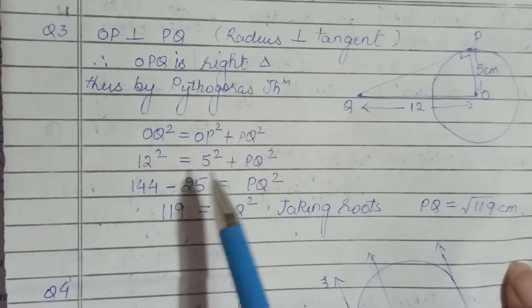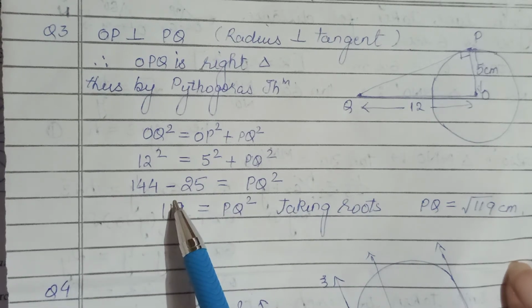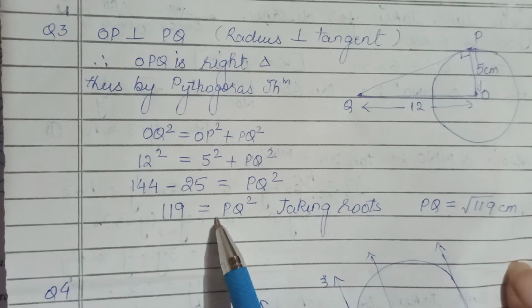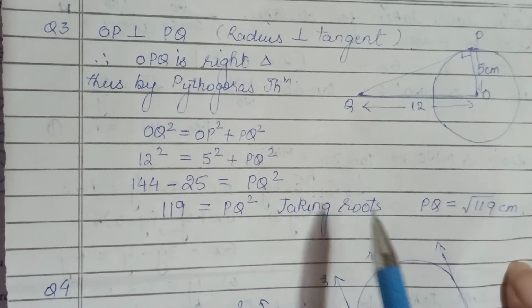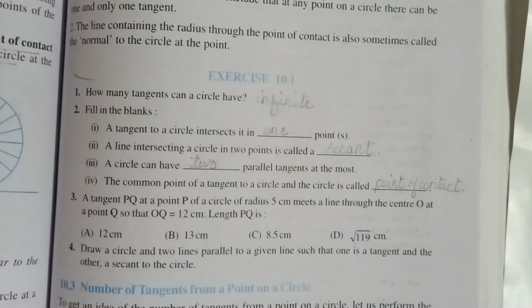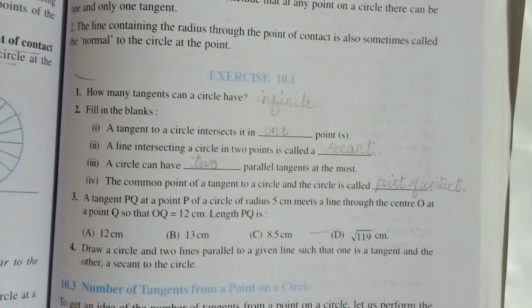So 12 square is 144. 25 इधर आएगा तो माइनस हो जाएगा. So PQ square is 119. हमें PQ निकालना था. अंडर रूट लोगे दोनों साइड टेकिंग रूट. Your PQ is root 119 centimeter. I think it was a multiple choice, so D is your right option.